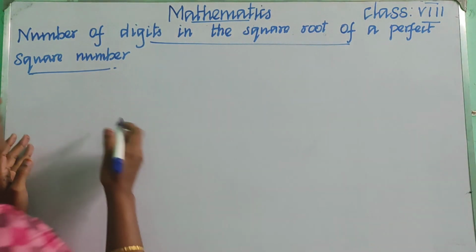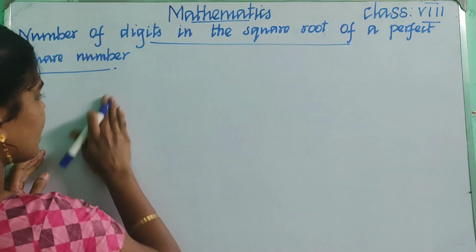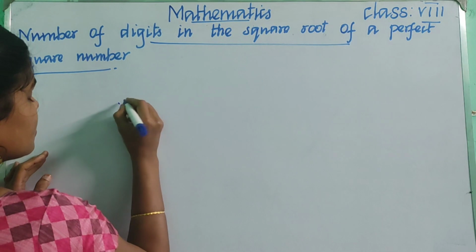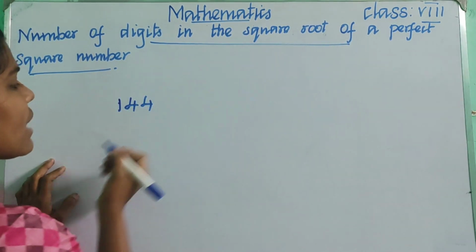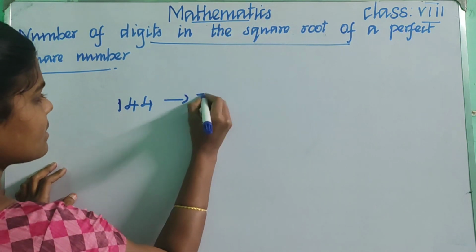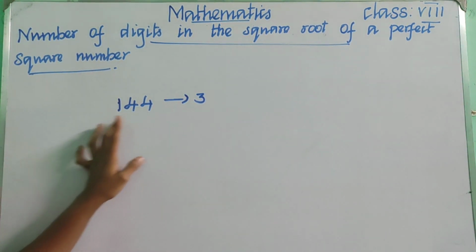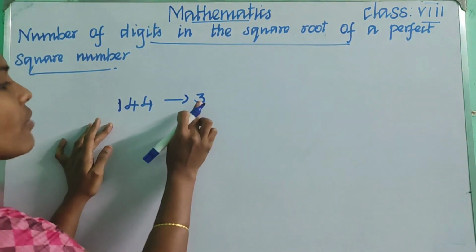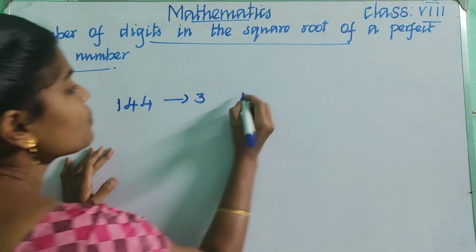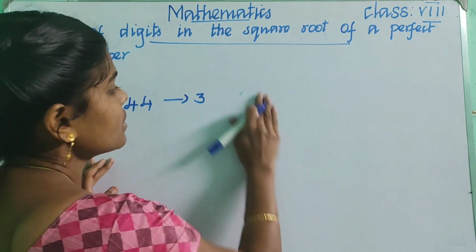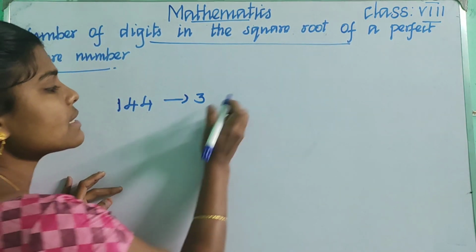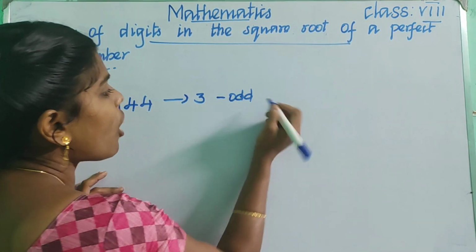Okay, if you are having 144, how many digits are we having? 3 digits, right? This is a 3-digit number. So in a perfect square, if you are having 3 digits, we need to put n by 2. See, 3-digit means it is an odd number, right? So odd number of digits.